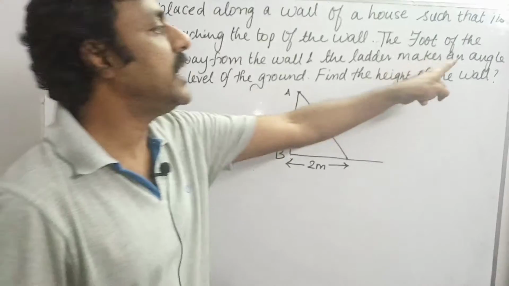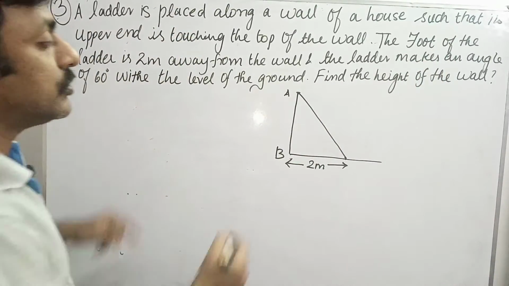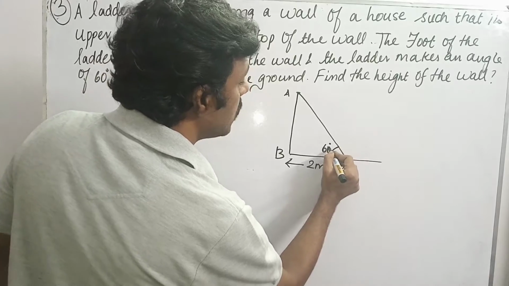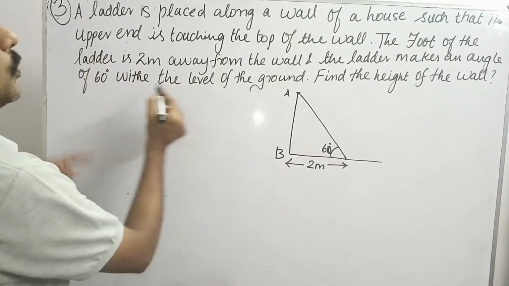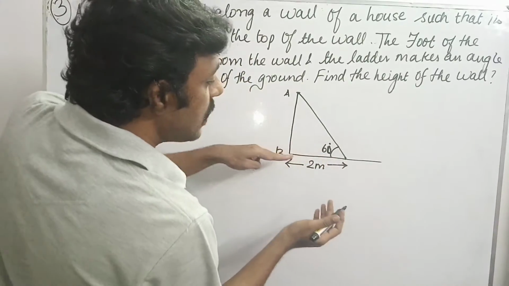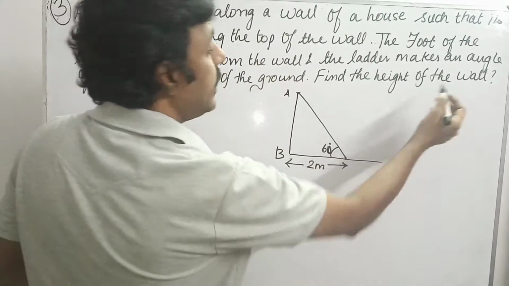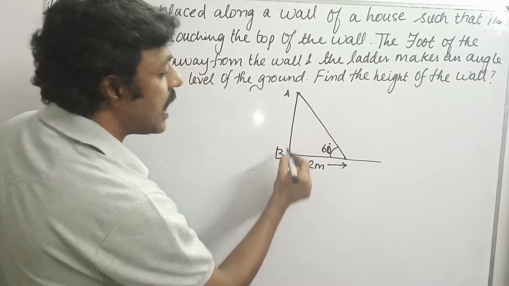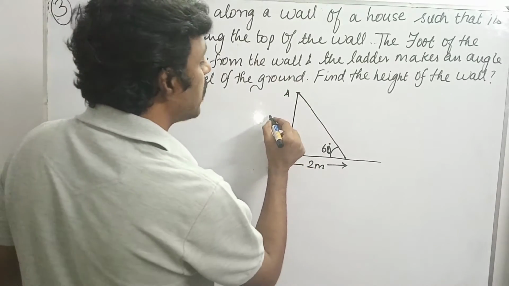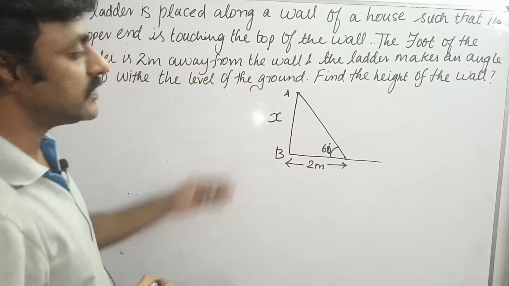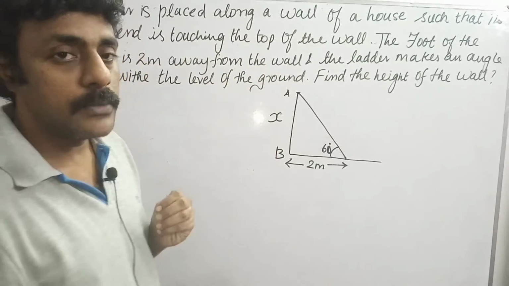And the ladder makes an angle of 60 degrees with the level of the ground. So find the height of the wall. You need to find the height of this wall. So let us assume that this value is x, because you are going to find the height of the wall.